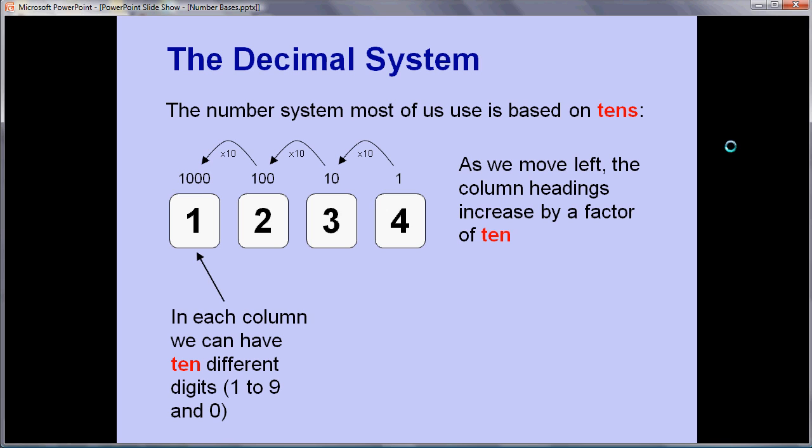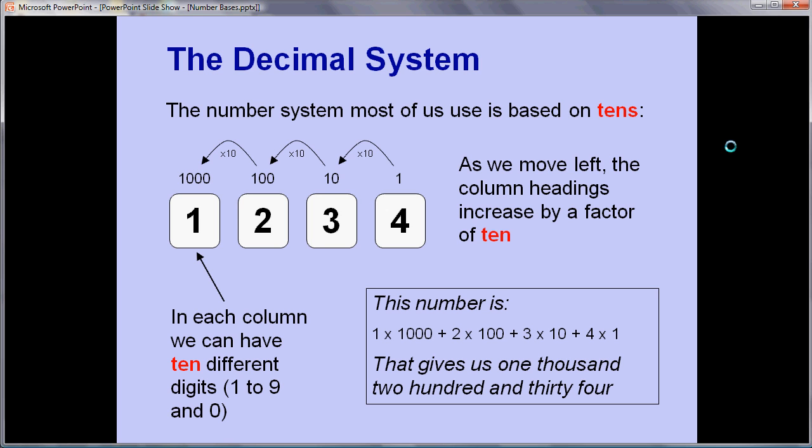What we do is we take the digit in each position, we multiply it by the column heading, and that gives us the number. We add them together to find the total. So in this case, we've got 1 lot of 1,000, 2 lots of 100, 3 lots of 10, and 4 lots of 1. We don't think about it in this way because we're so used to doing it, but that gives us 1,234. If we do it the other way around, if we have a number in our heads that we want to write down, we might need to do this process.